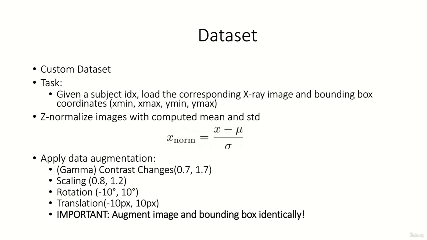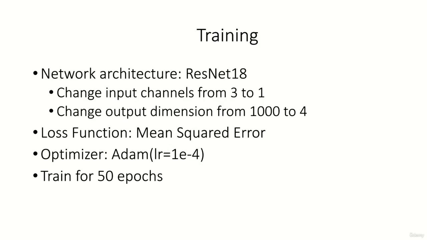Last but not least, let's talk about the model creation and training routine. We use the same base network architecture, namely the ResNet 18, where we change the input channels from 3 to 1. However, as we now want to predict 4 coordinates, we change the output dimension from 1000 to 4. This allows us to predict the top left corner of the bounding boxes identified by x0 and y0 and the bottom right corner identified by x1 and y1.